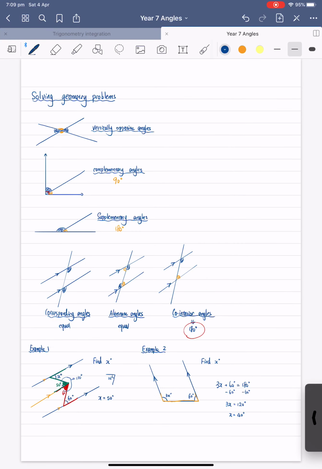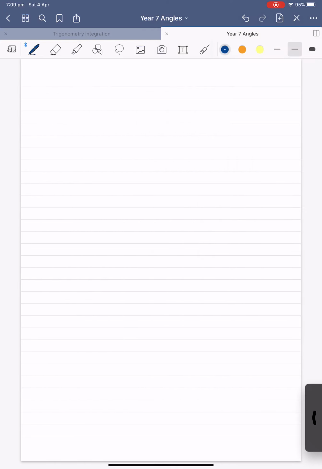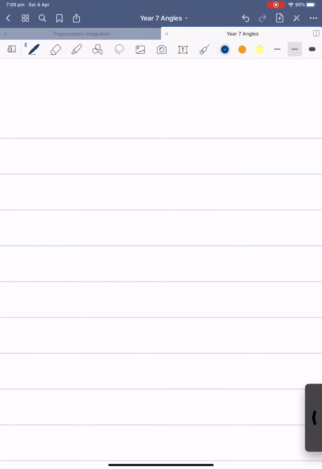All right, so that's example 2. All right, let's do a few more examples. All right, so example 3.